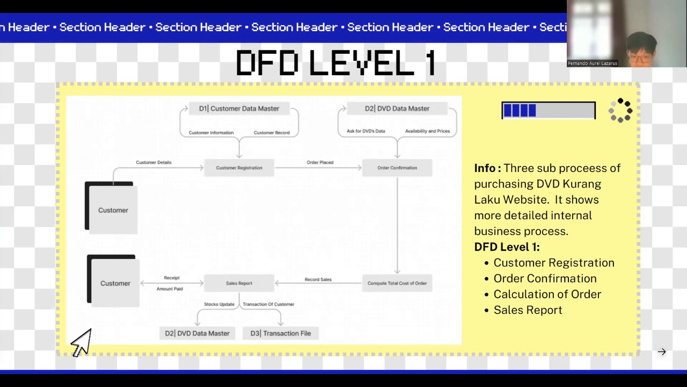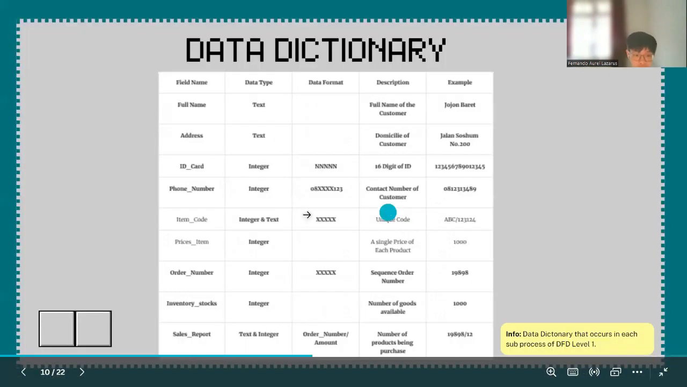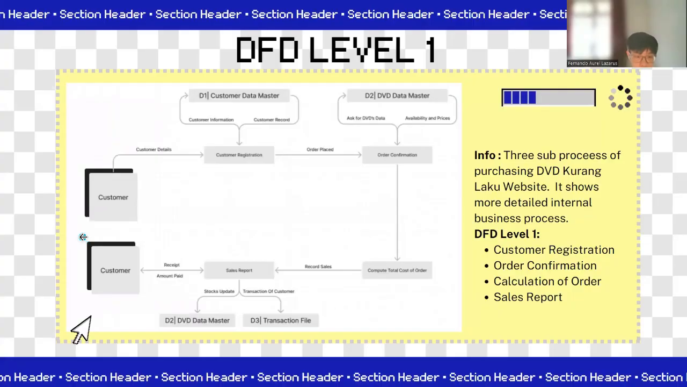The second process is the order confirmation. After placing an order, DVD Kurang Laku has to check whether the DVD is available or not. Also, they need to check the price to be sold to the customer. The next step is the calculation of order, where they compute the total that has been ordered. And the last one is the sales report. If the order is already confirmed, DVD Kurang Laku calculates the total cost of this order. This process is recorded, then DVD Kurang Laku updates its DVD data master and transaction file.